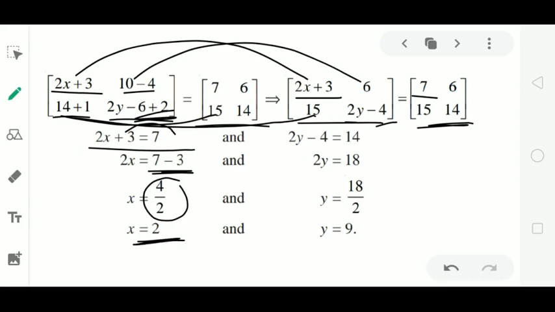Similarly, the fourth element of LHS is equal to the fourth element of the matrix in the RHS. 2y minus 4 is equal to 14. Taking minus 4 to the RHS, we get 14 plus 4, that is 18. 2y is equal to 18 implies y is equal to 18 by 2, that is 9. These are the values of x and y. Here x and y are the elements of matrices. They are not matrix itself.